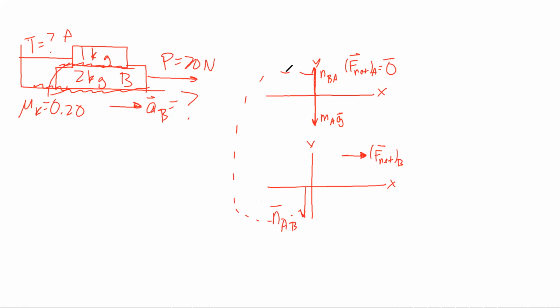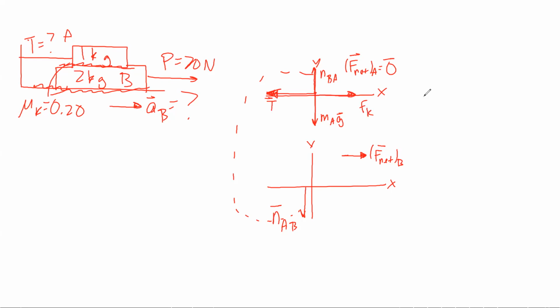What other forces are acting on the block A? Well, there's a backwards tension. These arrows don't seem to be very good. There we go. Tension, an unknown tension vector matched by a friction vector. Okay.